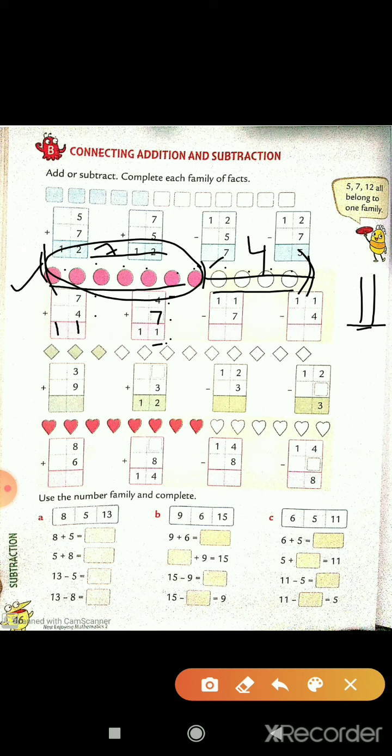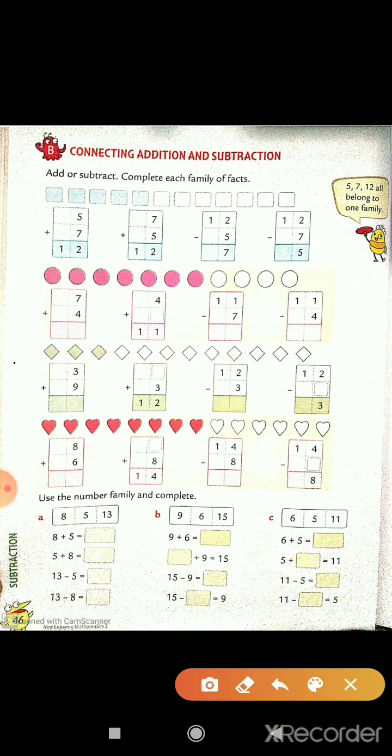So 4 plus 7 is equal to 11. Got it, students? Next is 11 minus 7. If we subtract 7 from 11, how many are left, students? 4. So here you are going to write 4. And 11 minus 4. If we subtract these 4 from 11, how many are left? 7. So you are going to write here 7. Got it, students?